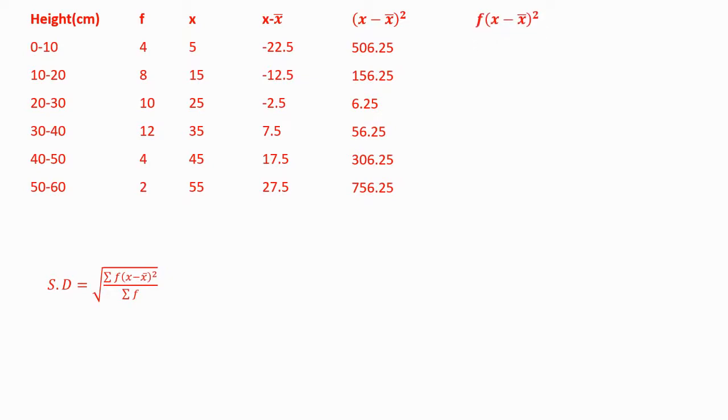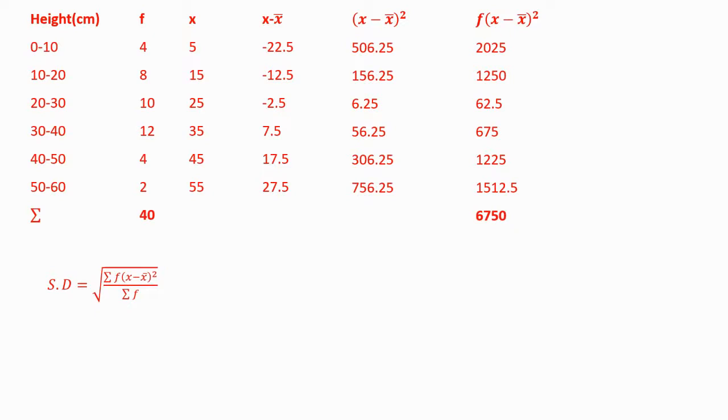Like for example, in the first case, it is 4 times 506.25, which equals 2025, 1250, 62.5, 675, 1225, and lastly 1512.5. Then we find the summation of the frequency and f into x minus mean squared.